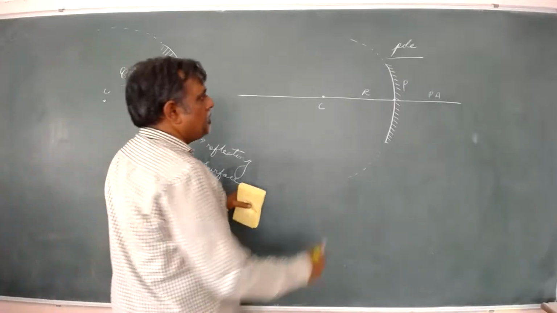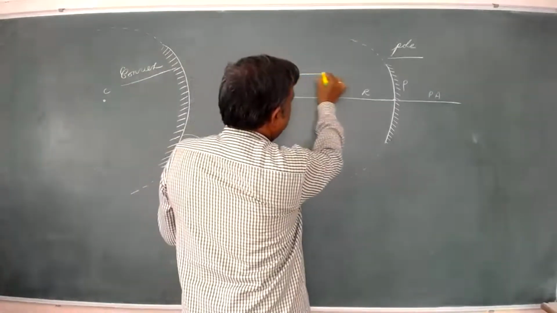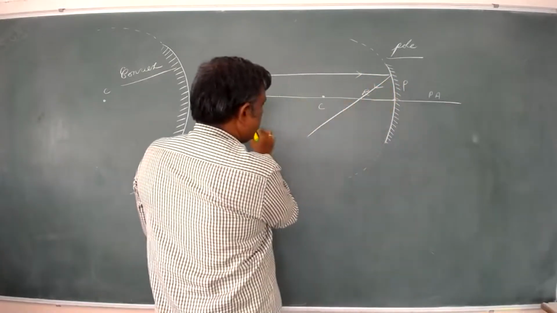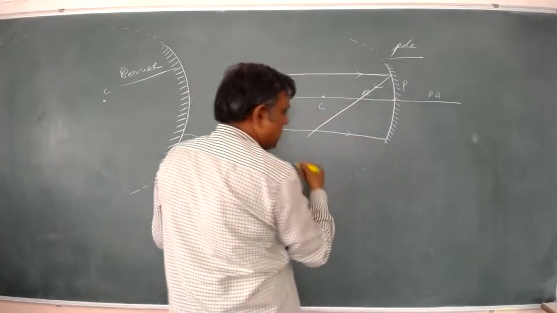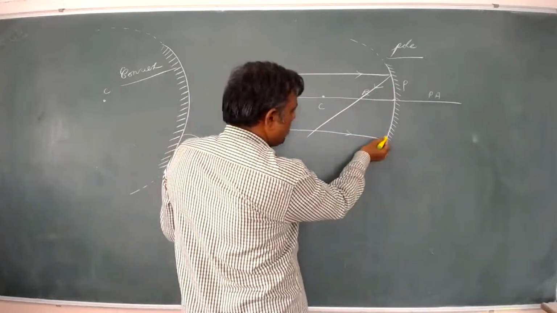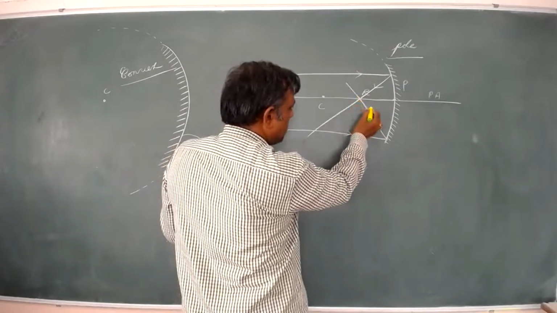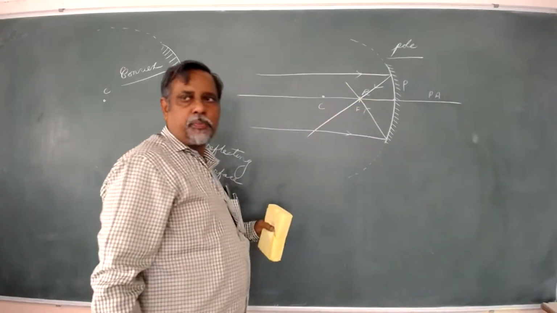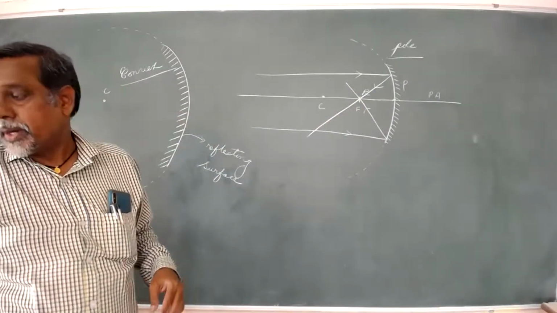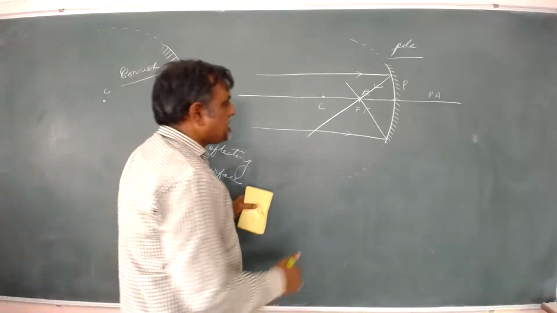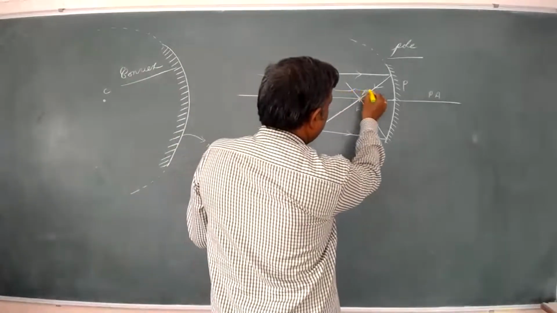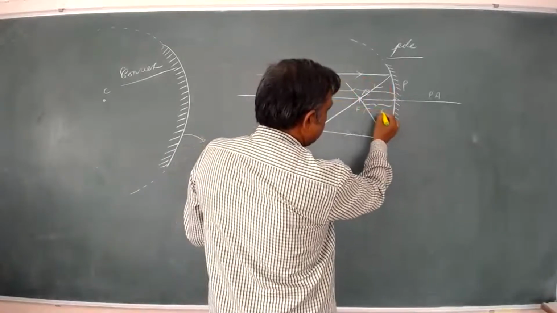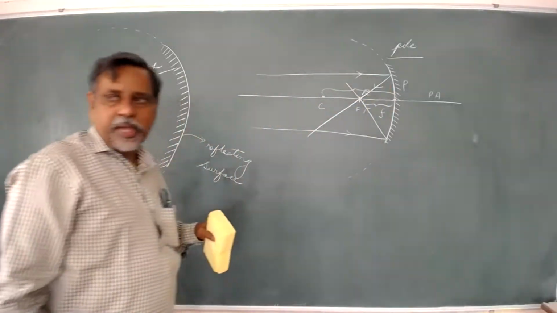Got it? Okay. Now, if a parallel beam of light is incident on this mirror, each light ray undergoes reflection like this. You can take as many light rays as possible. After reflection, all these light rays will pass through a particular point. That point is nothing but the focus, also called the principal focus. The distance between the center of curvature and the pole is the radius of curvature, whereas the distance between the pole and the focus is the focal length.